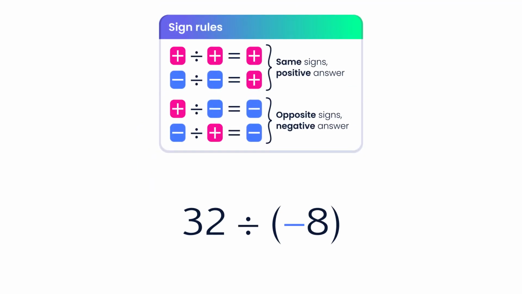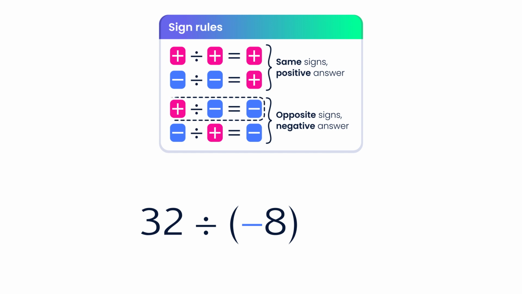Let's follow the 2-step procedure presented right at the beginning. Start by deciding the sign of the answer. This case involves a positive number divided by a negative number, which are opposite signs, so the answer is negative. Write down the minus sign.